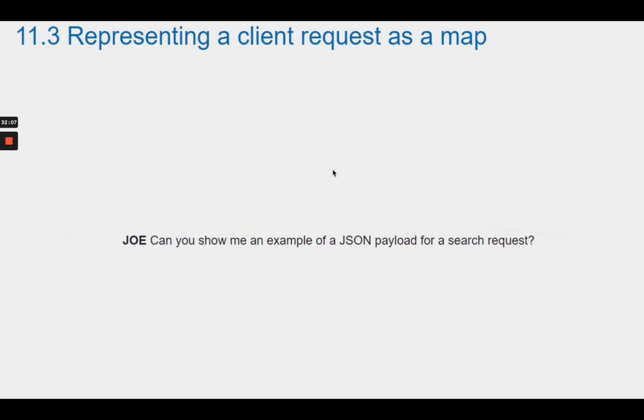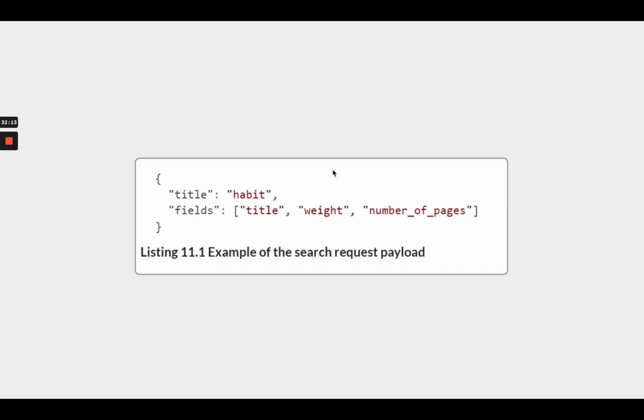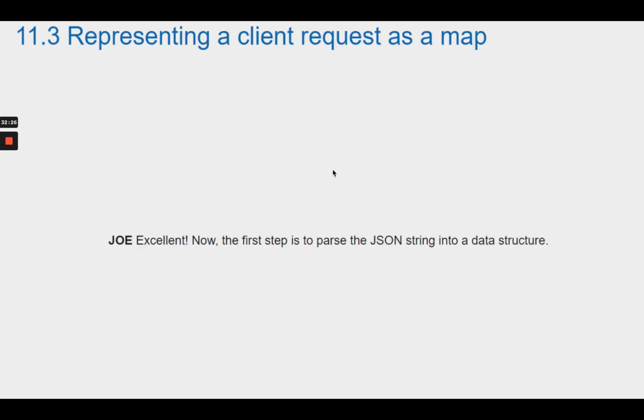Joe, can you show me an example of a JSON payload for a search request? Theo, sure. Because there's not much code, Theo writes the search request on the whiteboard. It takes very little time to show how the clients would decide on what fields to retrieve for each search result. Joe, excellent. Now, the first step is to parse the JSON string into a data structure.